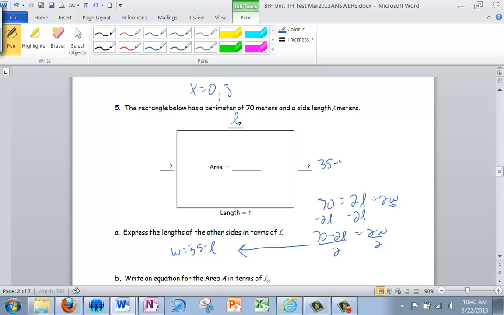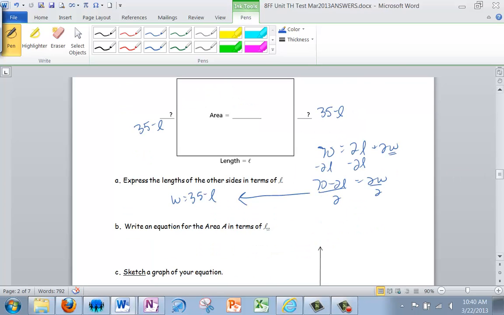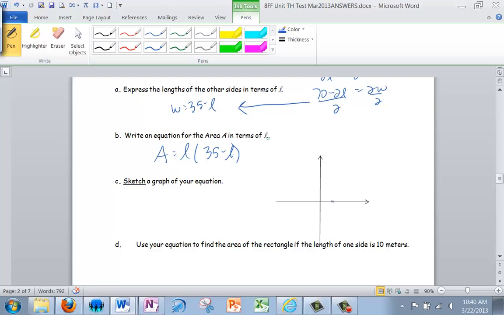So I'm hoping that you can go back and find that in your notebooks, because that's a very important problem. Write the equation for area. As soon as you know that width is 35 minus L, then the area would be L times 35 minus L. And at this point, you should know what the graph looks like. It should be a parabola that goes through the origin. Many of you had it not going through the origin.